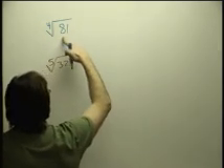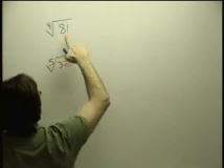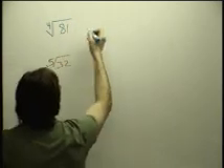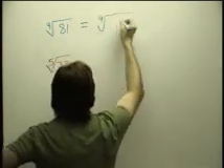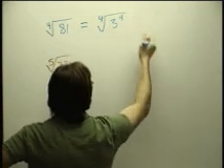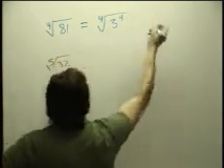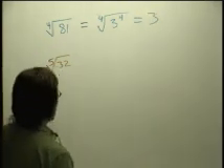Okay, the fourth root means we want to know what number we have to raise to the fourth power to make this radicand 81. Well, 81 is 3 times 3 times 3 times 3, 3 to the fourth power. So the fourth root of 81 must be 3. Okay?